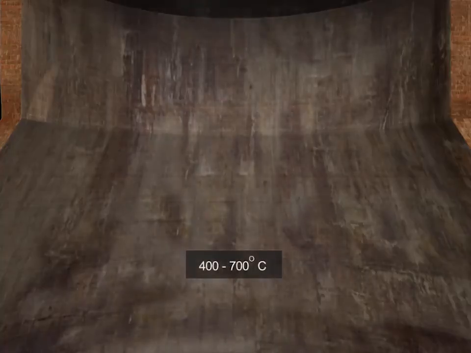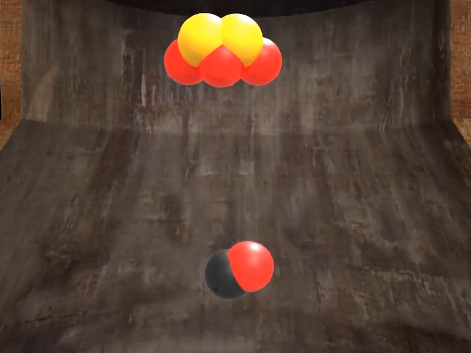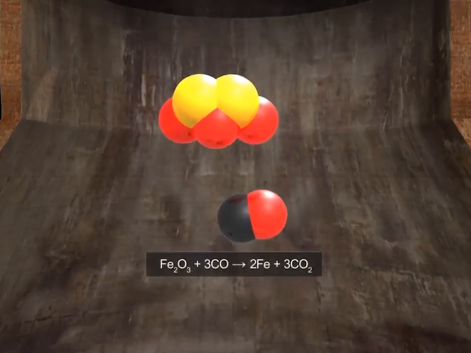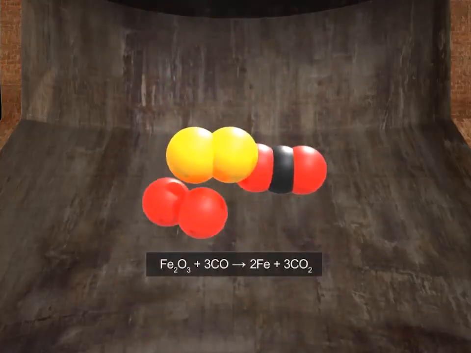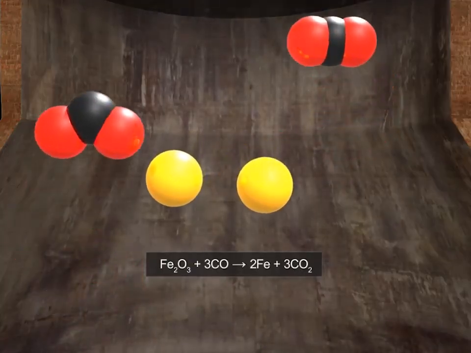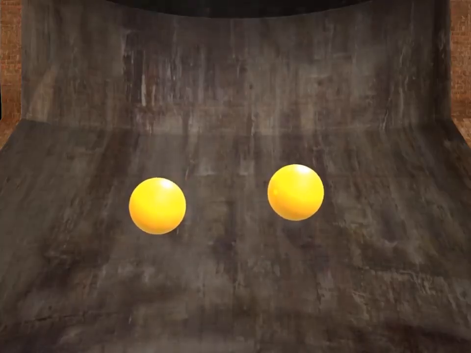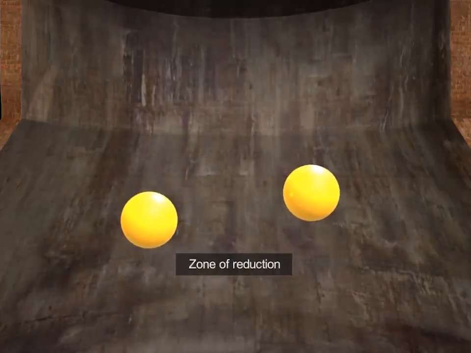The temperature of the upper region of the furnace is around 400 to 700 degrees Celsius. In this region, the descending charge is exposed to the action of carbon monoxide streaming up from the lower part of the blast furnace. Carbon monoxide reduces ferric oxide to iron. The iron so produced is a spongy porous solid. As reduction of iron oxide takes place in this region, it is called the zone of reduction.